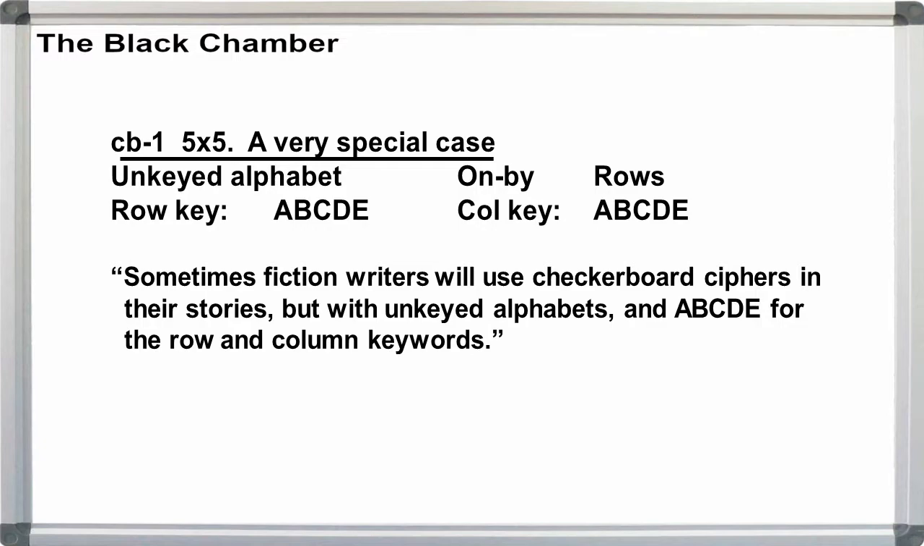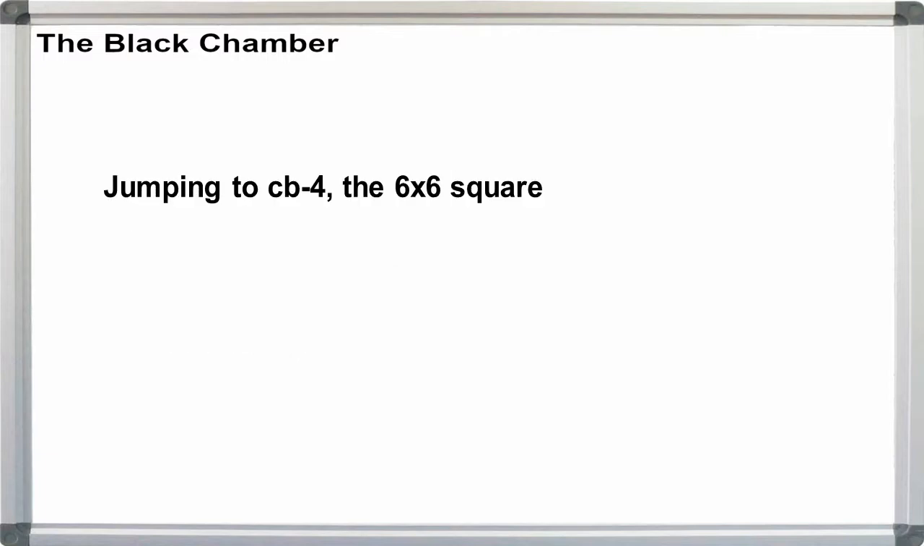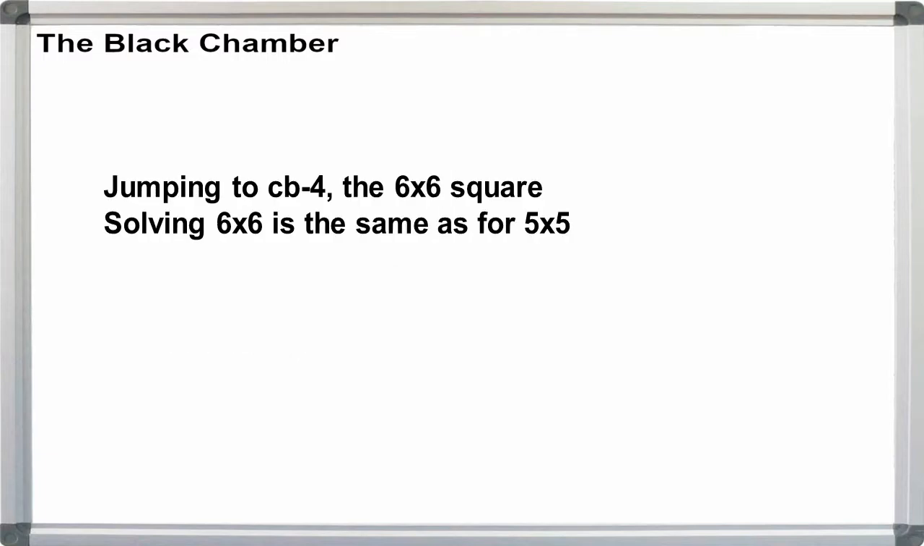Sometimes fiction writers will use checkerboard ciphers in their stories, but with unkeyed alphabets and A, B, C, D, E for the row and column keywords, or 1, 2, 3, 4, 5 for the row and column keys. Remember this for future reference. Moving on, I'm going to jump straight to the 6x6 Cb4. All of the steps described here will work just as well for 5x5.